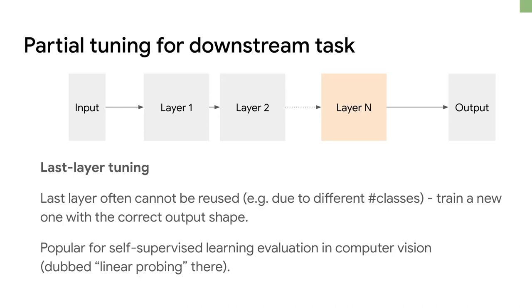And also, this is the popular evaluation methodology for self-supervised learning in computer vision. It's also called linear probing. I'm not very happy with this naming, because linear probing also means something else in hashing. There is apparently no clear connection here. But people just call it linear probing for unknown reason. I don't know the reason.